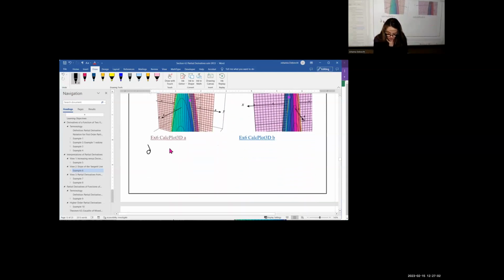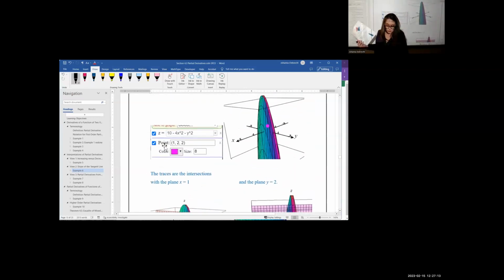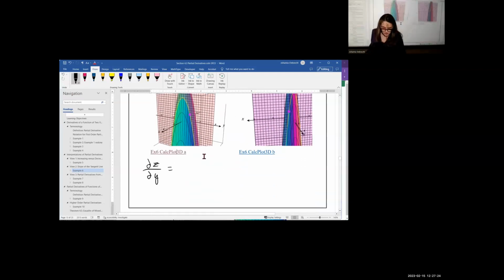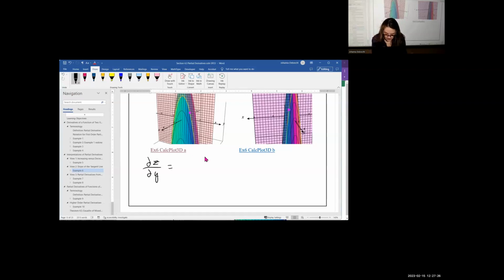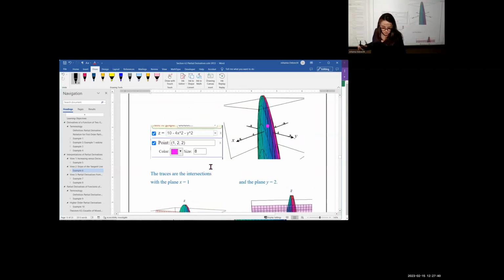Okay, so the partial of z with respect to y is going to be, come back up here so you can see the equation, we've got 10 minus 4x squared minus y squared. So the 10 and minus 4x squared zero out, and I get minus 2y. That's the derivative, holding everything constant but y. So I have minus 2y. Now I need to evaluate this at my point, which was (1, 2, and I don't remember the z component), but z won't show up anyway.